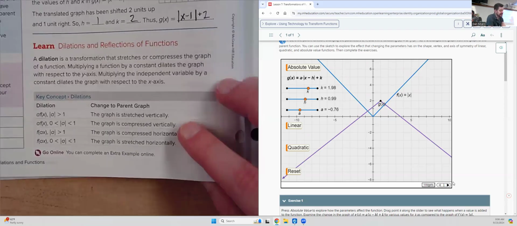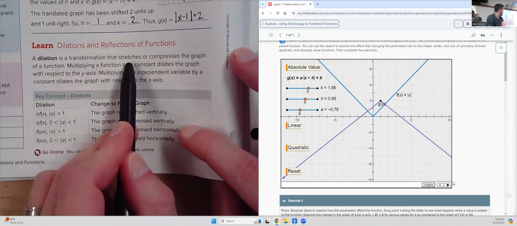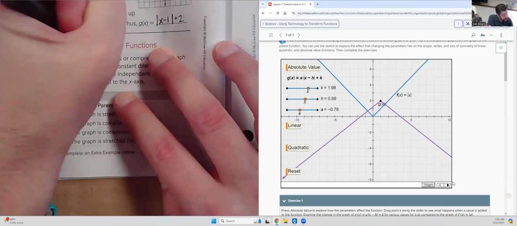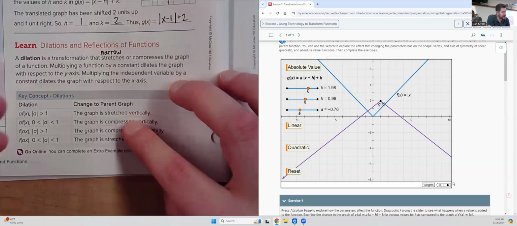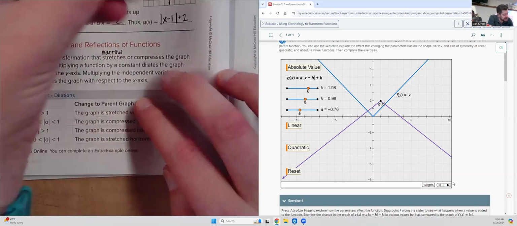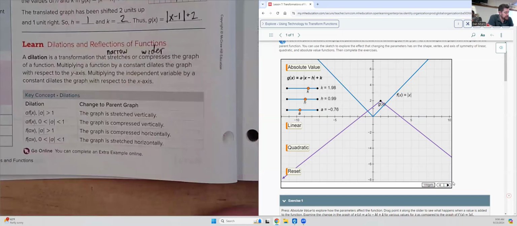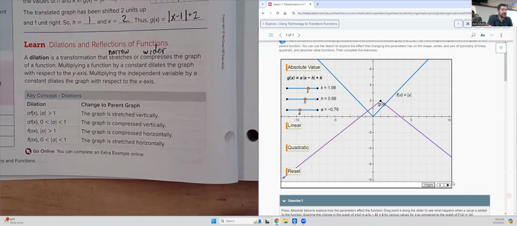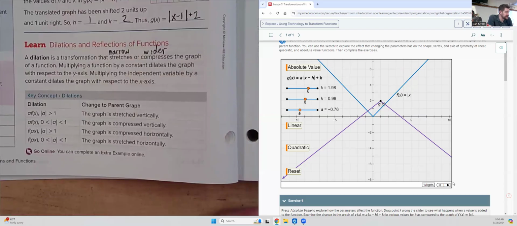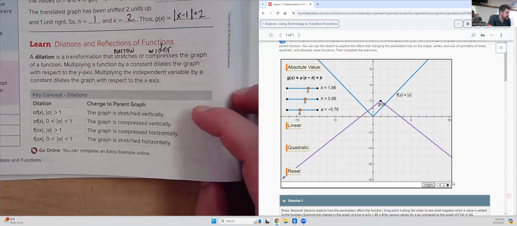So a dilation is a transformation that stretches or compresses the graph. A stretch means narrow. If you're talking about a stretch or a compression, stretching it makes it narrower, compressing it makes it wider. Narrower versus wider. Multiplying the function by a constant value. If you multiply the whole thing by a certain value, the constant dilates the graph with respect to the y-axis.